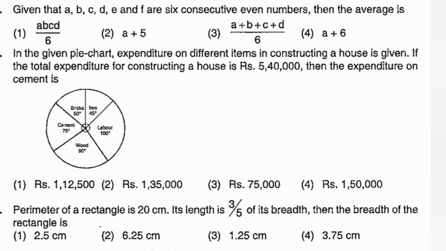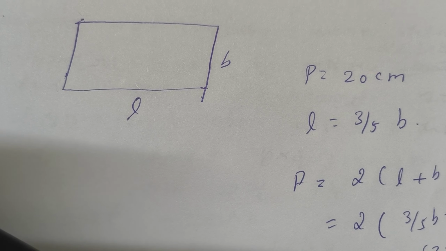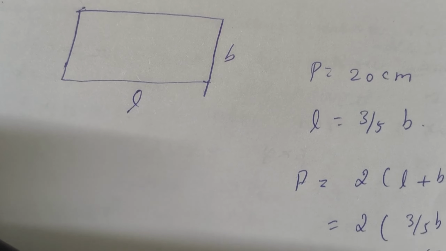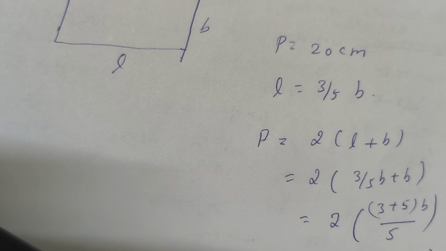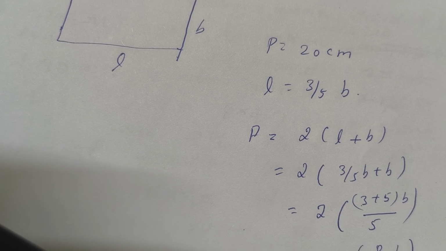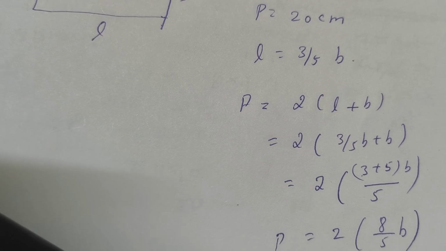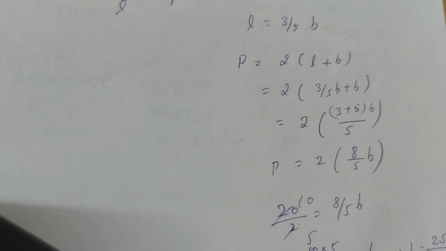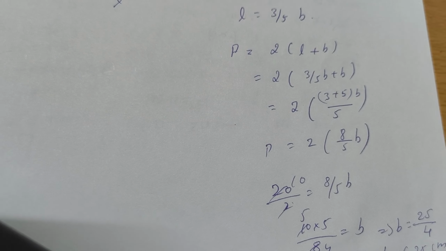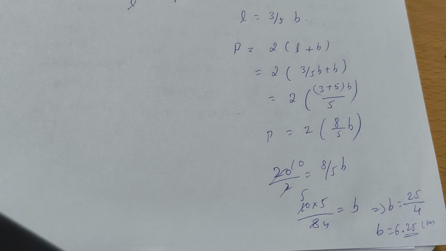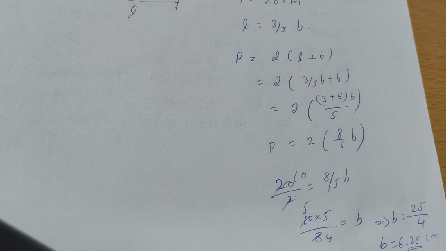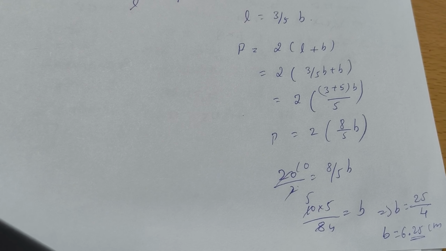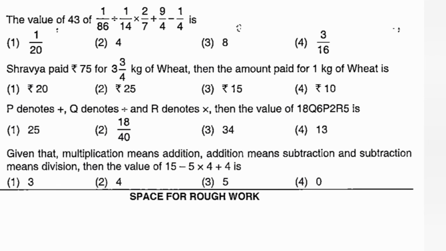Perimeter of the rectangle is 20 cm. Its length is 3 by 5 of its breadth. Then the breadth of the rectangle is? So perimeter is 20 cm, length is 3 by 5 times b. We know that the perimeter formula is 2 into (L plus b). So P is equal to 2 into (3 by 5 b plus b). By simplifying we get b as 6.25 centimeter. So option 2 is correct.